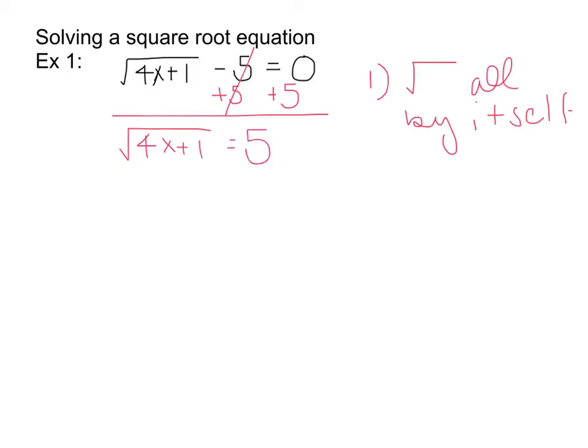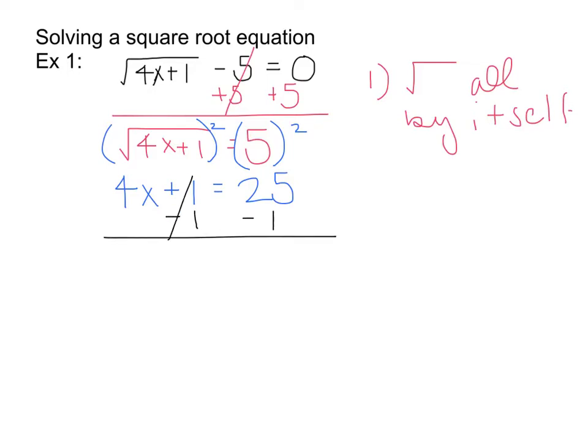Now I have the square root of 4x plus 1 equals 5. To get rid of your square root, you know that you square both sides to undo it. When you square a square root, it just leaves you with what's underneath your radical. And then 5 squared is 25. Now it's super easy, and we just have to solve for x. To move plus 1 to the other side, we're going to subtract it. And then to get rid of the 4, we are going to divide by 4. And we get that x equals 6.